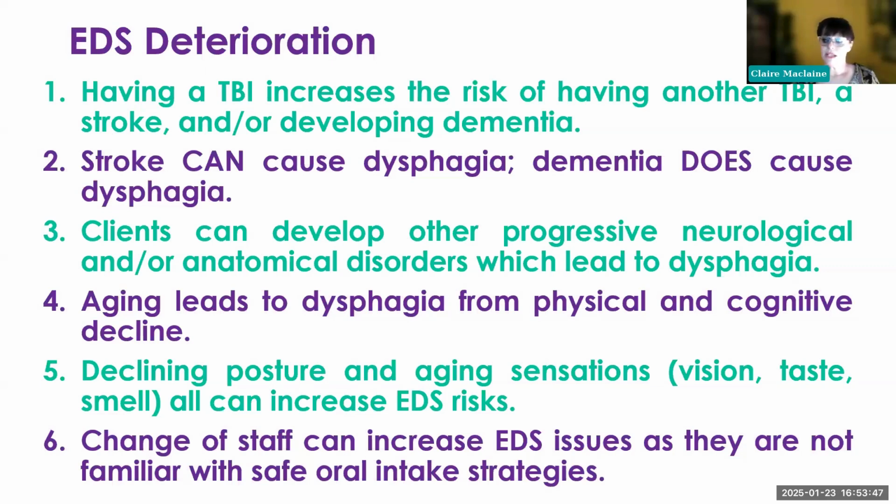You might have somebody that's had an accident at 30, but over their lifetime, they might develop something progressive. And then if they've got a progressive neurological problem, that'll lead to a dysphagia, which could exacerbate the dysphagia they've already got. Aging leads to dysphagia from physical and cognitive decline. Unfortunately, it's for all of us.